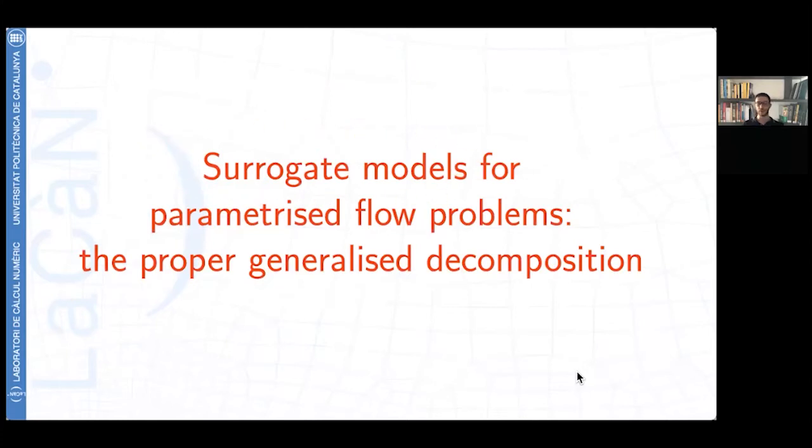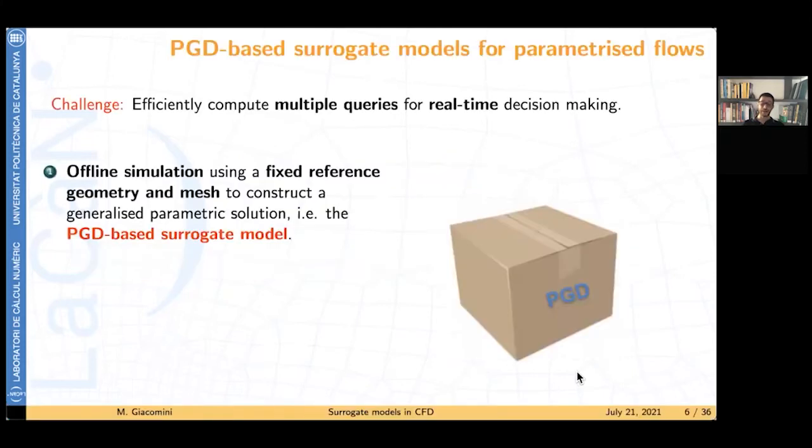Surrogate models have been called in several different ways in the literature: reduced order models, meta models. So basically the idea is some sort of black box that gives us information on the output of the system given a specific value of the input, and the inputs are our parameters. Specifically, I will focus on proper generalized decomposition. And remember that the challenge you're facing is efficiently computing multiple queries of a given problem in order to be able to perform real-time simulation.